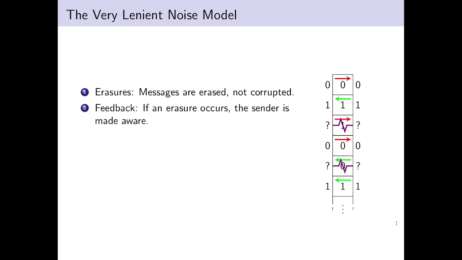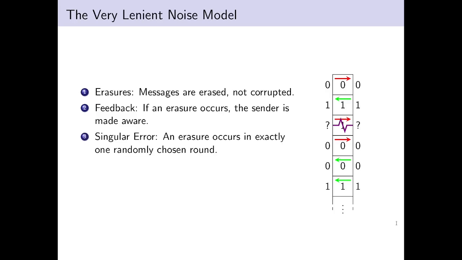The second thing we give them is feedback. If an erasure occurs, the sender is also made aware. So if an error ever happens, both players immediately know that an error has occurred and that they should just ignore this round and continue onwards. This is already very good, as this allows us to get rid of having to do error detection. But it turns out we can actually make this model even more lenient, which brings us to step 3, which is that we have only 1 error. We'll choose a uniformly random round, and that's the round in which the error will occur, so this round will just be erased, and both parties will know it, and they'll have the same transcript at all times.